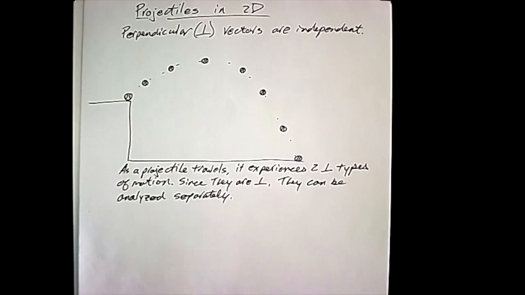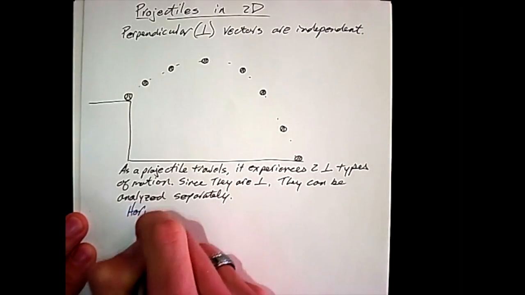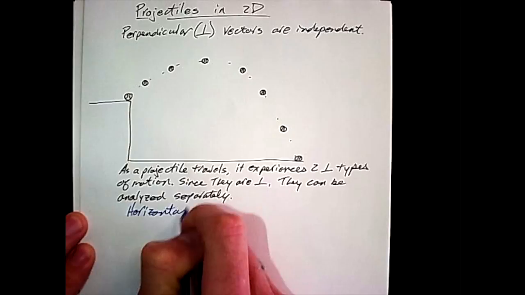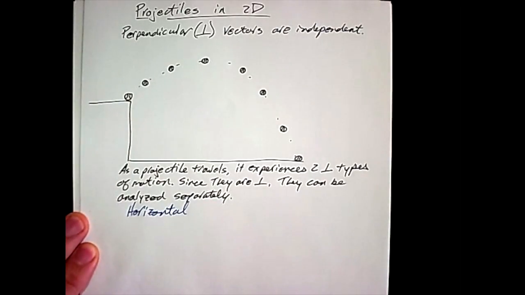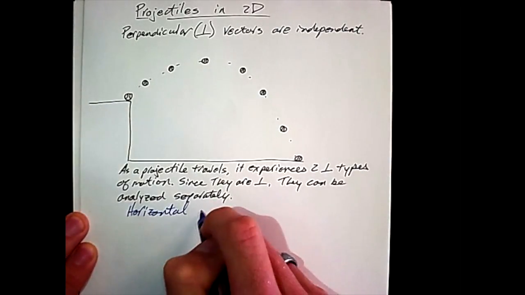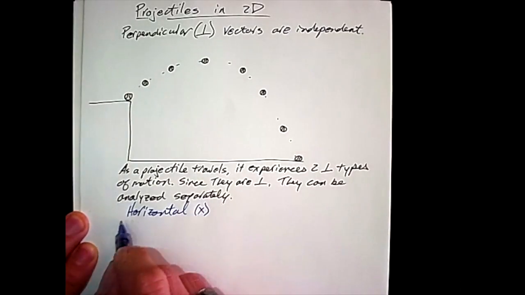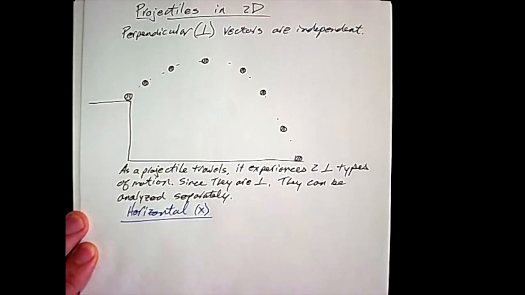this into your hands. So, as a projectile travels, it experiences 2 types of perpendicular motion. Since they are perpendicular, they can be analyzed separately. Those 2 types of motion we talked about at length yesterday, horizontal and vertical. So we're going to take them one at a time. First one is horizontal. Horizontal is the X direction in math class, which is what it is going to be in here from now on.